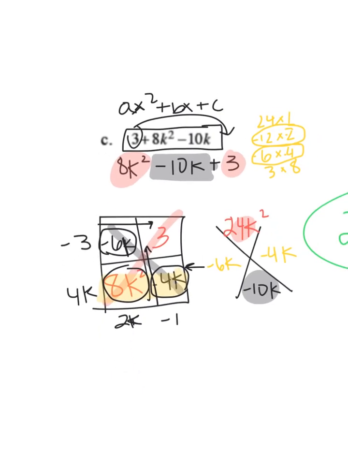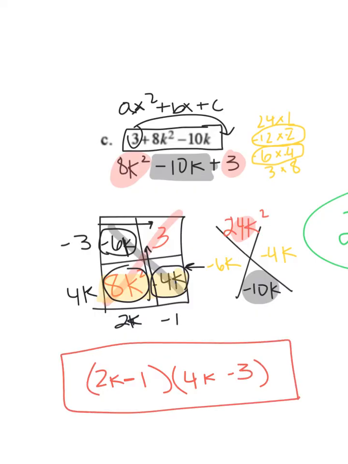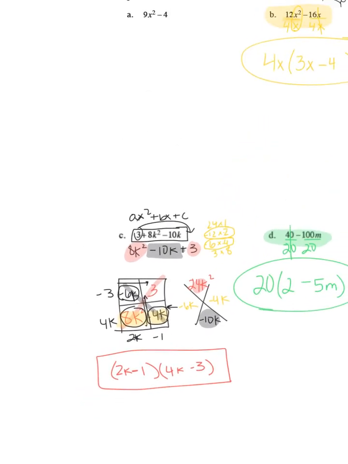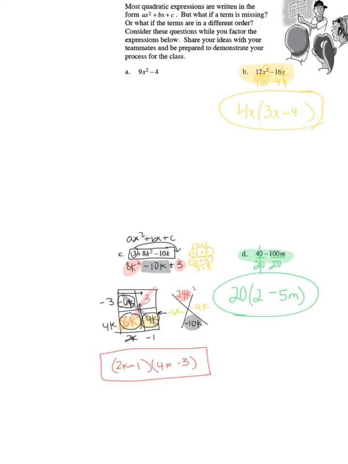So to write our final answer for factoring, we take what we see on the outsides of the rectangle and write them in parentheses. Our final answer is 2k minus 1 multiplied by 4k minus 3. I'll do one more example and then you'll finish the rest on your own.